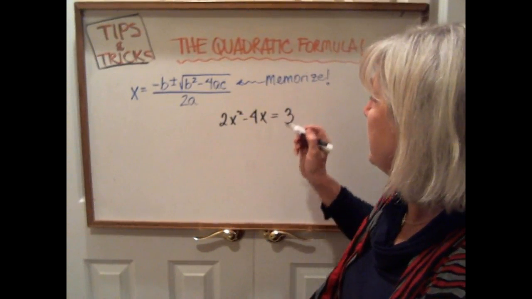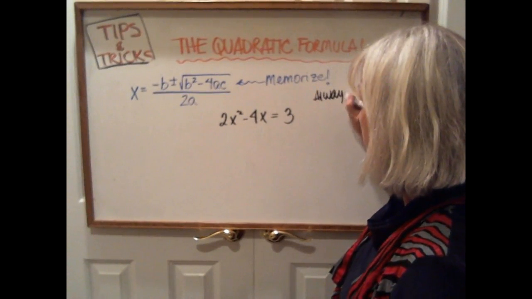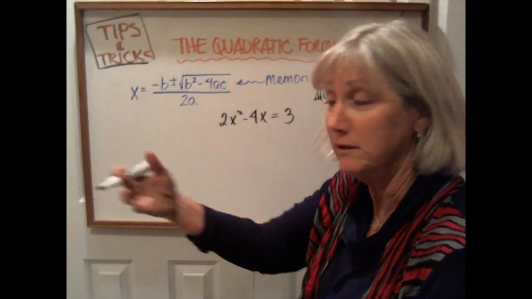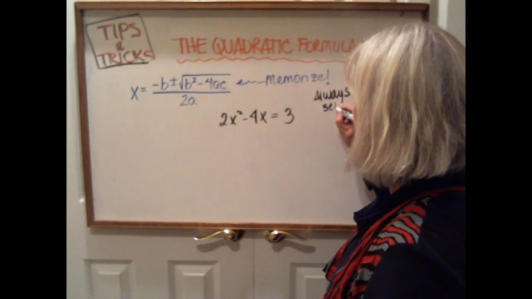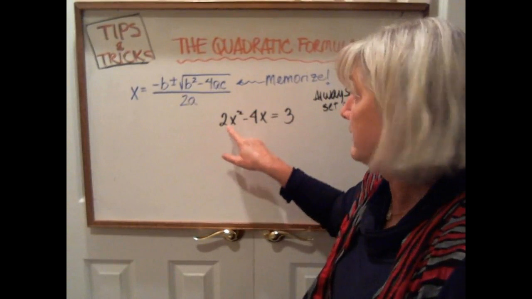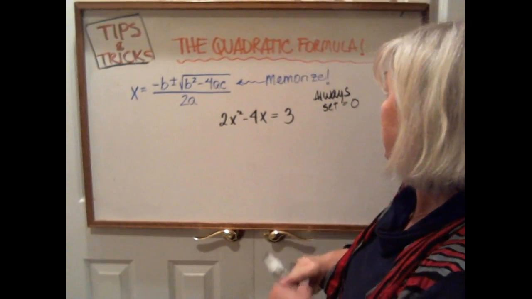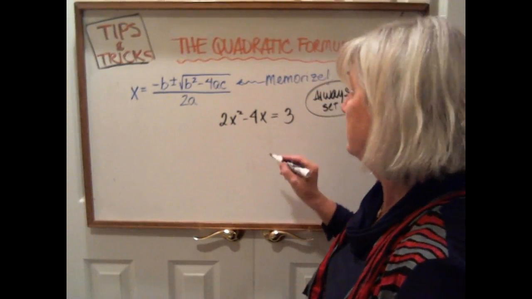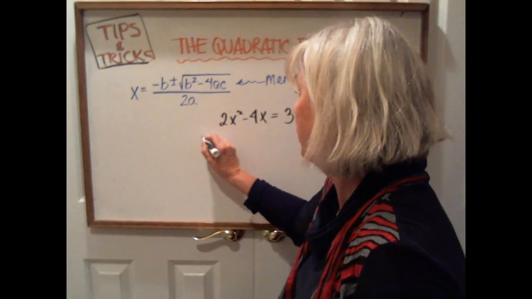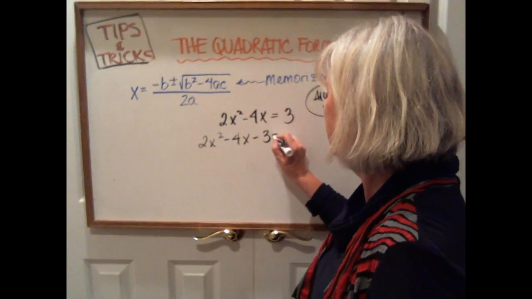So another thing that you need to do is you need to always set your quadratic equation equal to 0, just like when you were factoring. So we need to always set it equal to 0. When you're completing the square, this would be an okay form, except we would need to divide everything by 2. But for the quadratic formula, we always need to set it equal to 0. So that means we need to move this -3 over. So we have 2x squared minus 4x minus 3 equals 0.